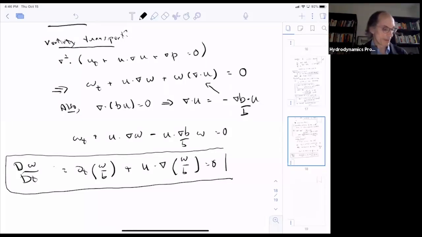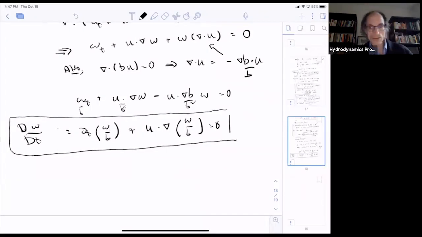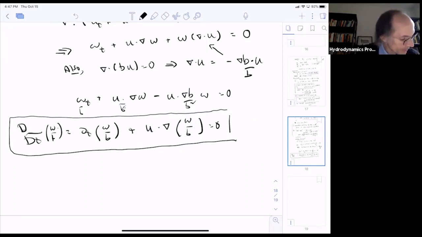When I differentiate this, I'll get a term involving u dot grad omega over b. I'll divide this equation by b, so I'll get u dot grad omega over b, and I'll get a term involving minus b to the minus 2 times the gradient of b. So, sorry, D/Dt, this was a terrible typo. The material derivative of the vorticity divided by the weight b is, this says, convected by the flow.